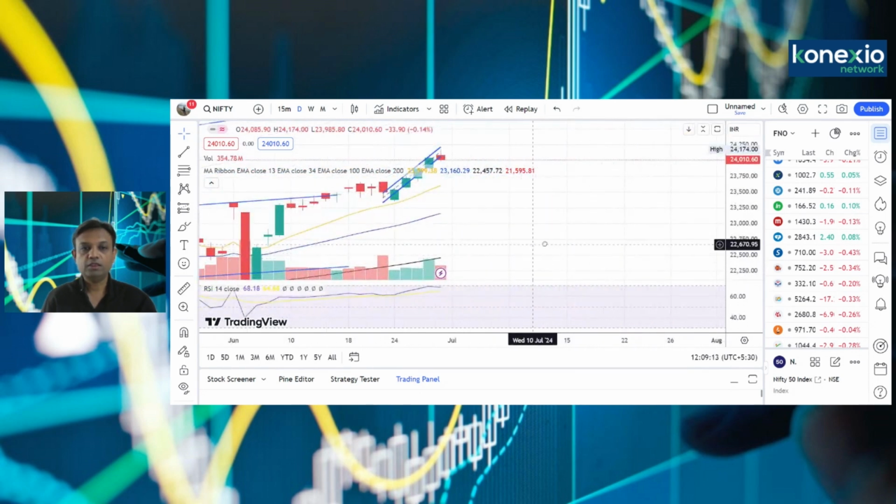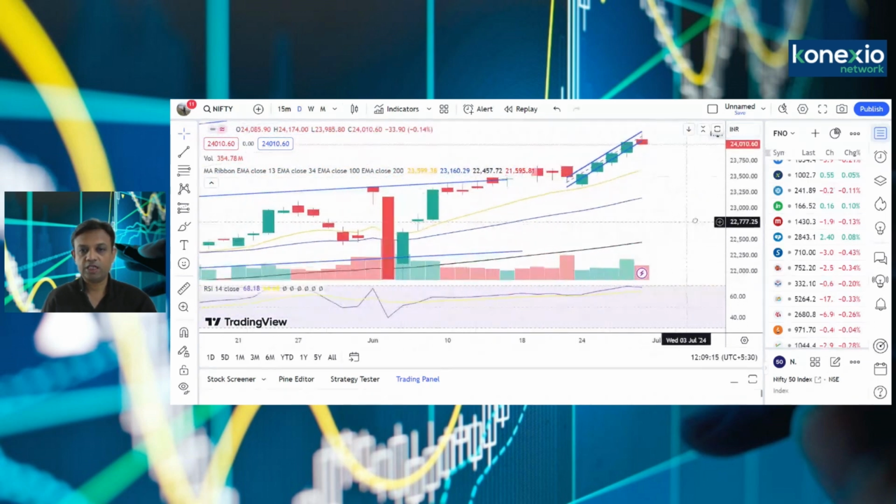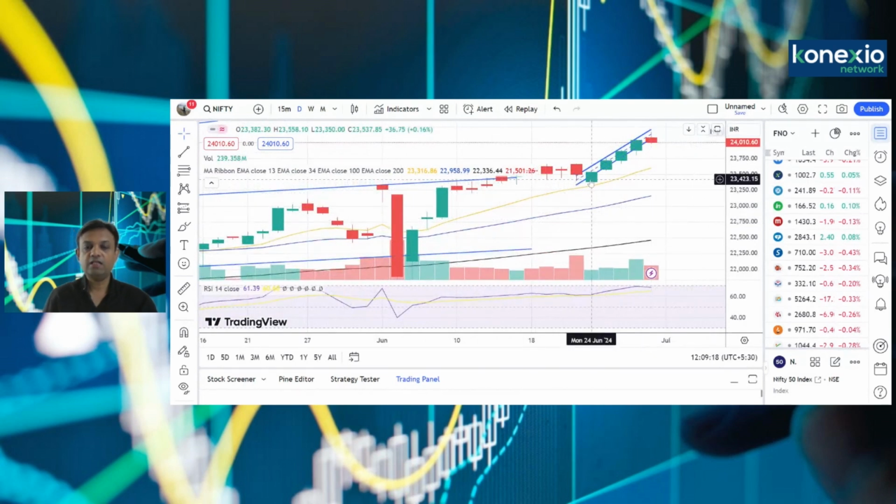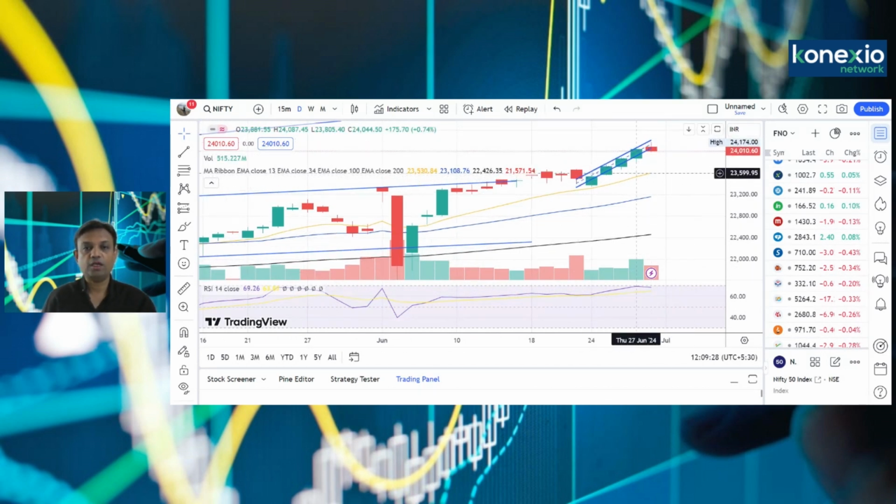Now, this was last week. This was Monday's candle. The market opened on a flat note, then corrected sharply and then started rallying throughout the week. And on Friday, after testing the highs of 24,174, some profit booking was seen in the later part of the day.